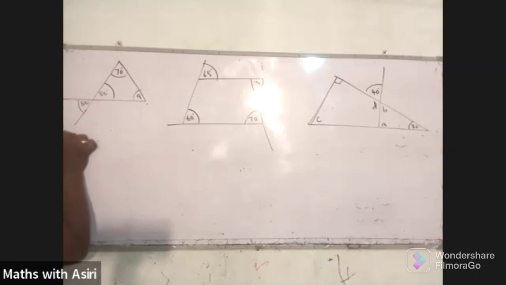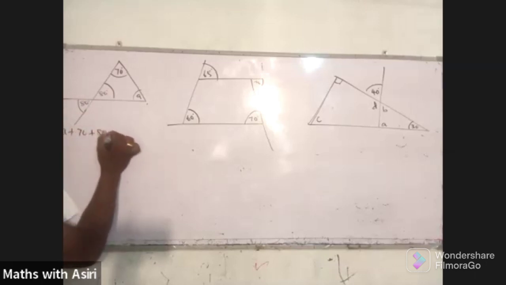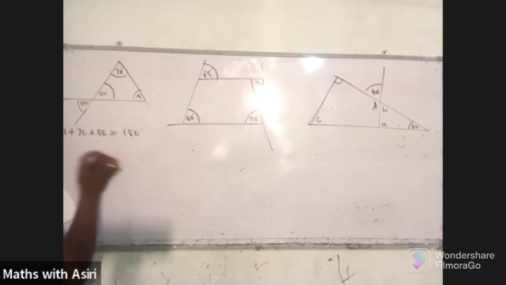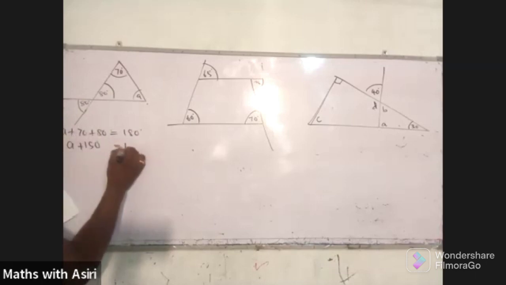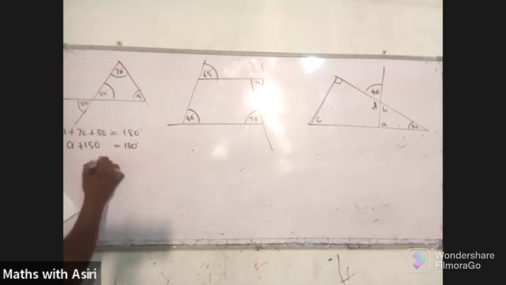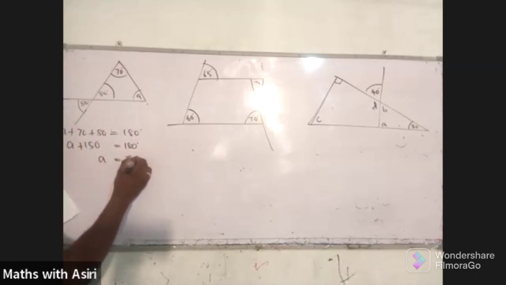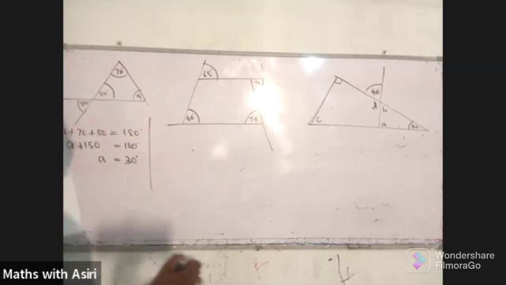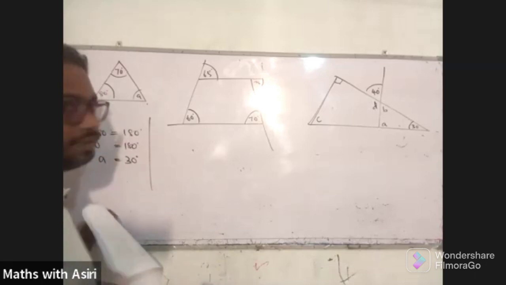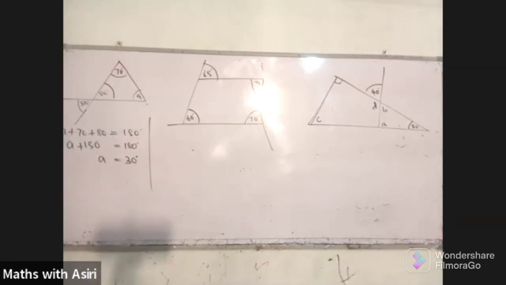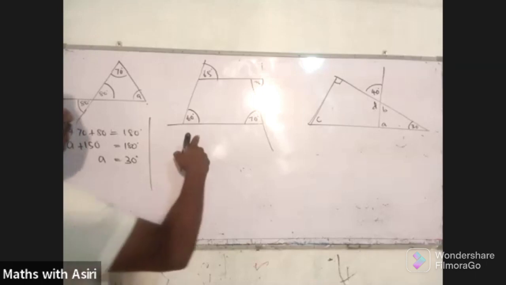That means A plus 70 plus 80 equals 180. A plus 70 plus 80 is 150, equals 180. Subtract 150 from both sides, then A will be 30. This is the first question. Then the second one.